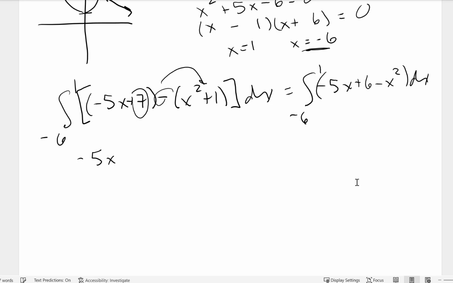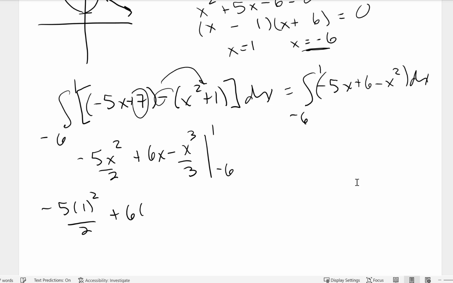Integrating, I get negative 5x squared over 2. The 6 gets an x. X squared becomes x cubed over 3. I plug in 1, I plug in negative 6. So at 1, I have negative 5 times 1 squared over 2. I have 6 times 1. I have minus 1 cubed over 3.